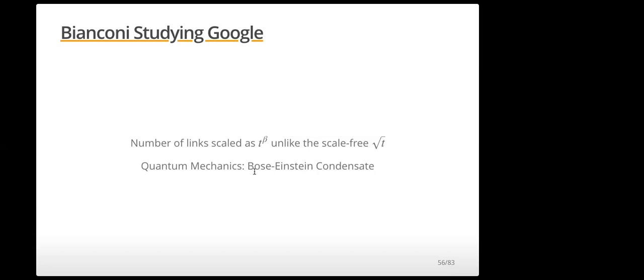unlike whatever the scale-free construction predicts. If I'm a node, I'm going to grow my connections as the square root of time if I started with the scale-free construction. Whereas real data had this t to the power beta, where beta was not one half. So the question was asked: how do we explain this discrepancy between the scale-free construction and whatever was seen, this new kid on the block gaining all the connections? And the answer had to come from quantum mechanics.